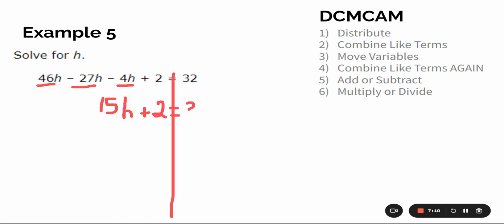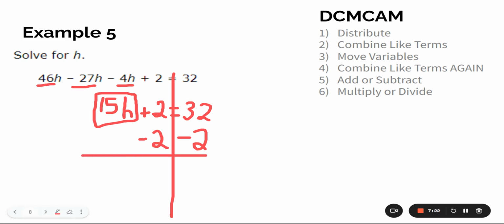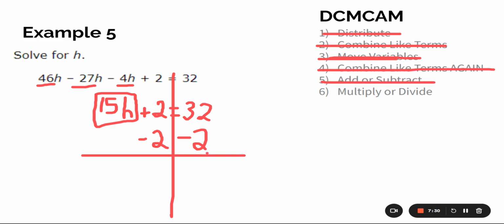equals 32. From here, it looks familiar. So that's the whole draw of the river. We already got our river there. Box up the variable. Now I'm left with plus 2, so I do the opposite. I'm going to do minus 2. All right, at this point, I didn't distribute. I combine like terms, don't need to move the variables. Can't combine again. I'm adding or subtracting, right? I subtracted 2, and I have 15h over here by itself, and then 30 on this side.